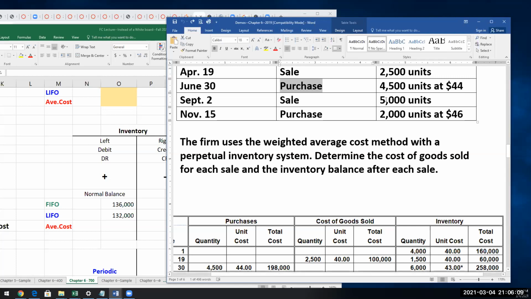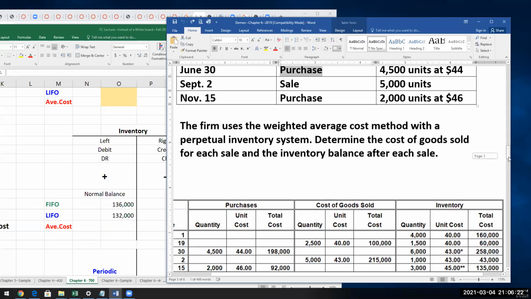Anyway, so what we have here is that we just purchased. So now we're going to sell 5,000. So when you sell 5,000, we're going to use the average cost. So it's going to be $43 times 5,000. We still have 1,000 left over. So look what happens down here.